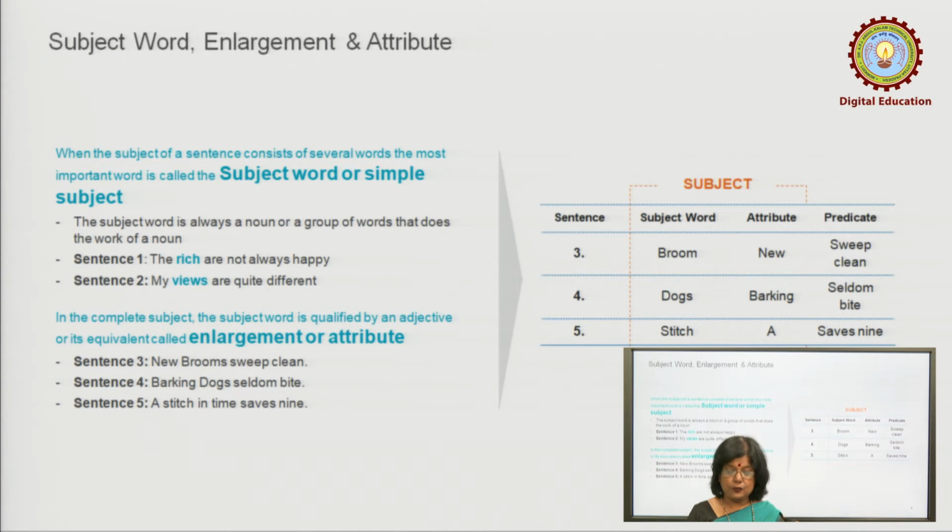So, in sentence 2, the words can be divided in the following categories. Barking dogs seldom bite. Just see the example here in the fourth sentence. So, the subject word will be dogs, barking will be the attribute, and predicate will be seldom bite. Again, in sentence 5, the sentence is: A stitch in time saves 9. If we classify it under the mentioned categories, stitch will come under the subject word, a will be an attribute and predicate will be saves 9.